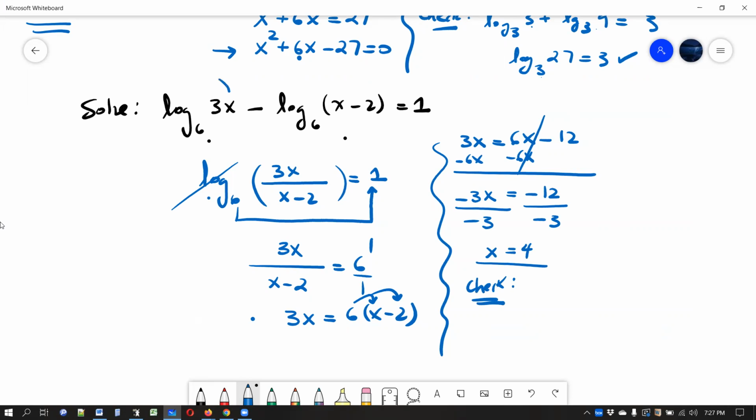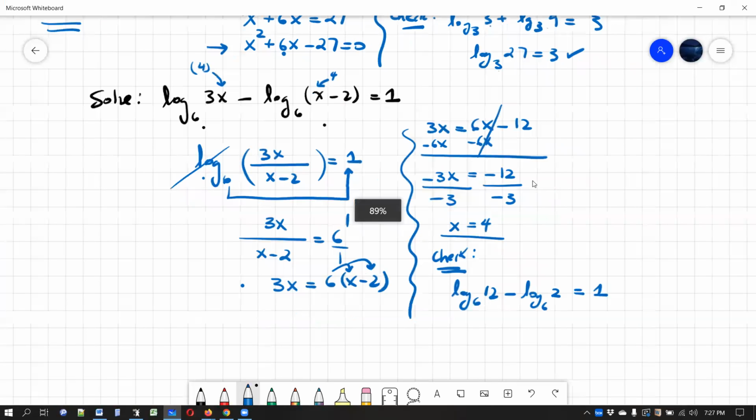So I am going to replace x with 4 here and here. And this left side must equal 1. So let's see. I have log base 6 of 12 minus log base 6 of 4 minus 2, which is 2. Log base 6 of 12 minus log base 6 of 2 equals 1. Is this correct? So let's see.